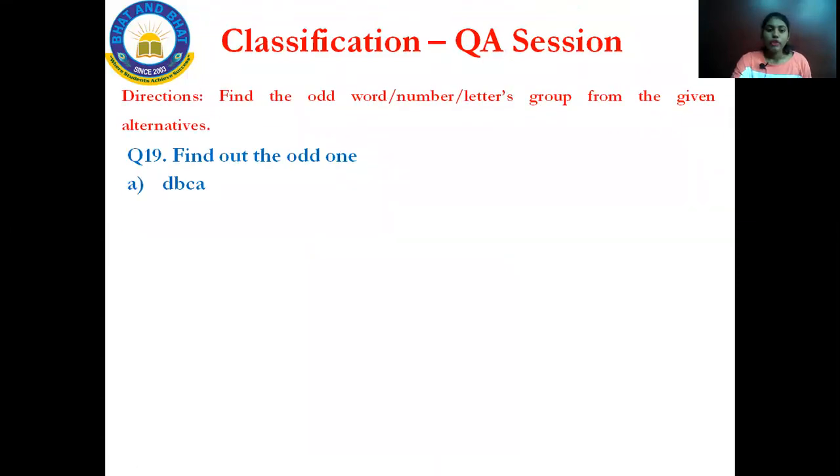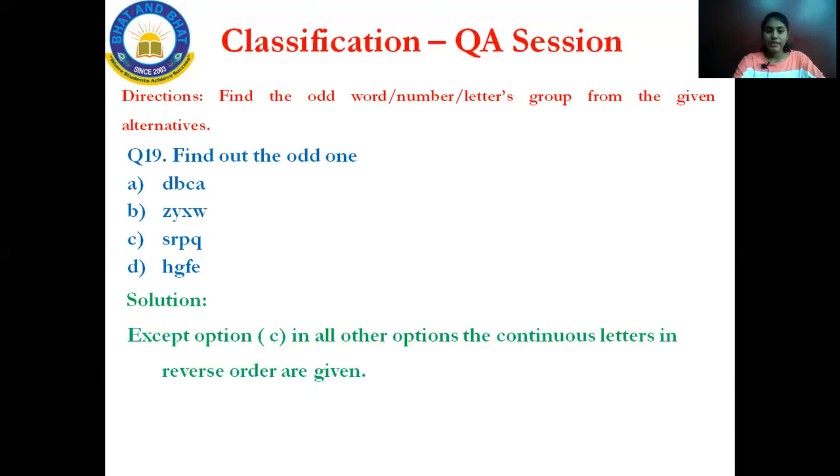Question, find out the odd one. D, B, C, A, Y, Z, Y, X, W, S, R, P, Q, H, G, F, E. This is your question. I'll repeat the question. Option A, D, B, C, A, option B, Z, Y, X, W, option C, S, R, P, Q, option D, H, G, F, E. Let me explain this.